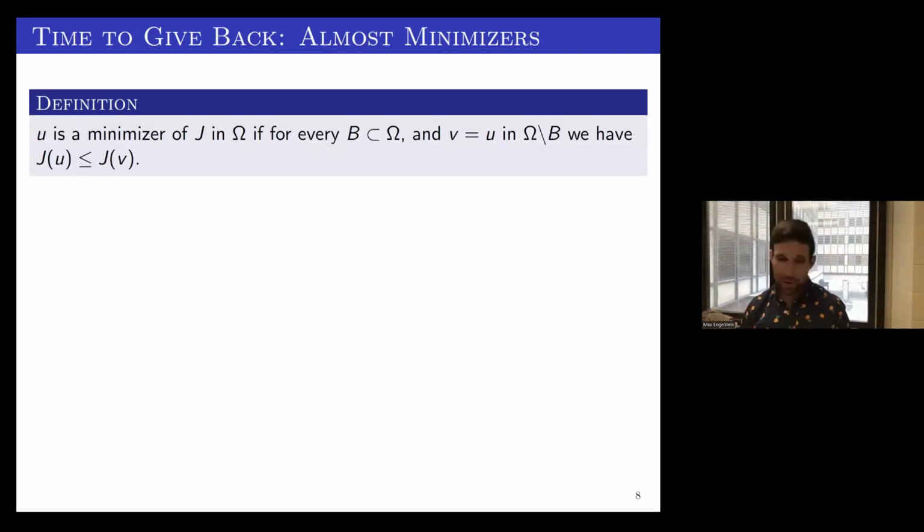So it's time to give back. But before we can give back, we need to introduce a couple definitions. So we say that U minimizes our functional if for every ball inside of our domain and every function V which is equal to U outside of that ball, the energy of U is less than the energy of V, right?